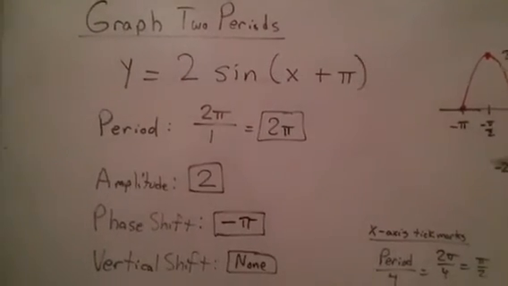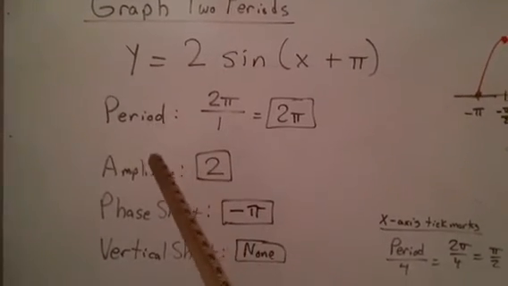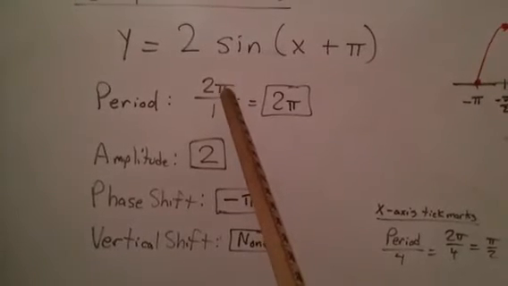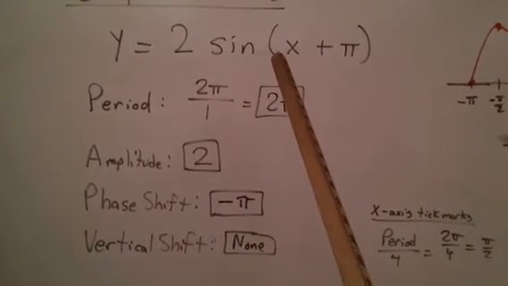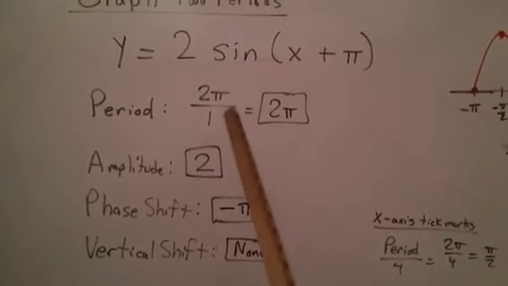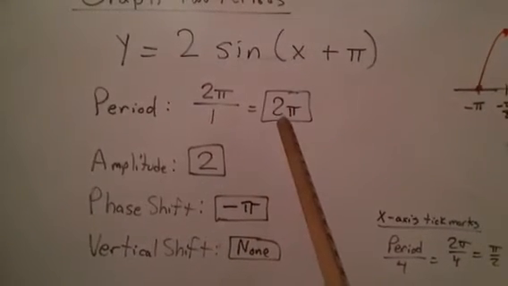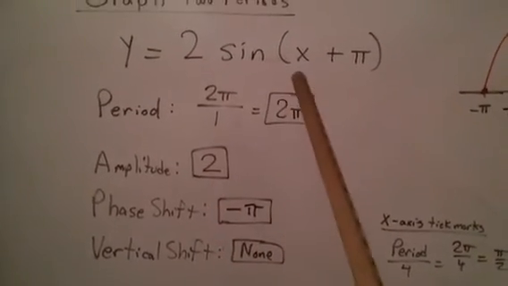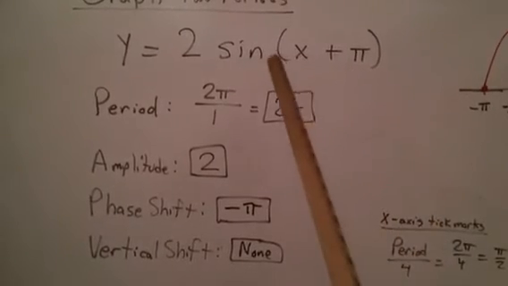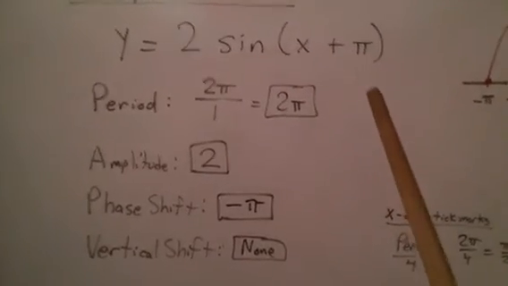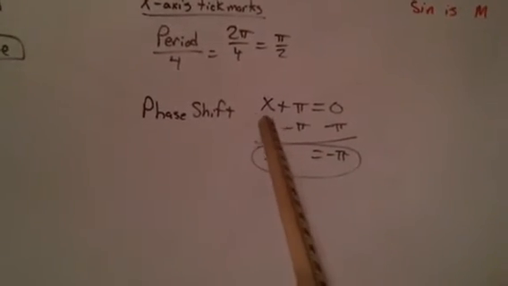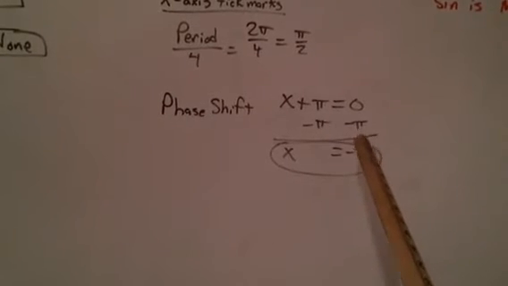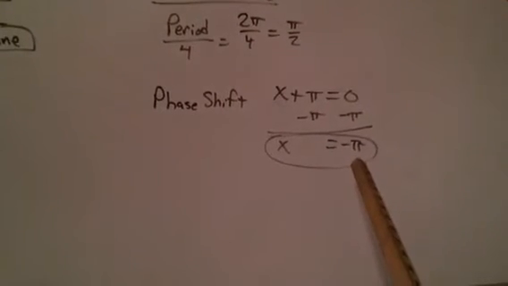To graph this equation, again, period, amplitude, phase shift, and vertical shift. The period of sine or cosine is always 2 pi divided by whatever number is in front of the x. Since it's a 1, my period is 2 pi. The amplitude is the number in front of the trig function, which is 2. We do have a phase shift this time. What you do is you take what's in the parentheses and set it equal to 0. So for my phase shift, if I take x plus pi and set it equal to 0, solve for x, subtract pi on both sides, x is equal to -pi.